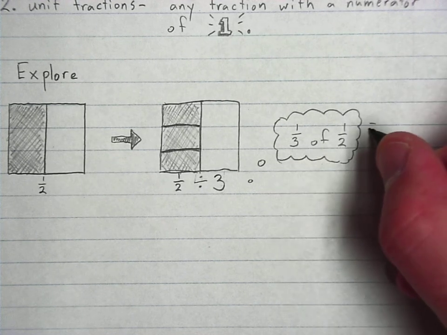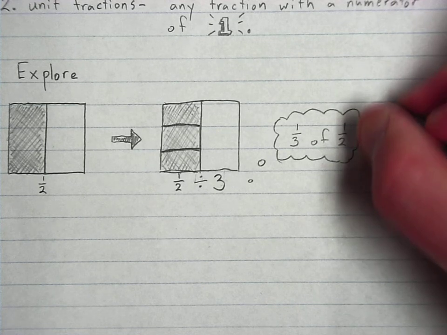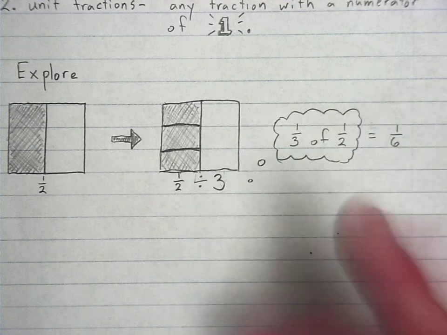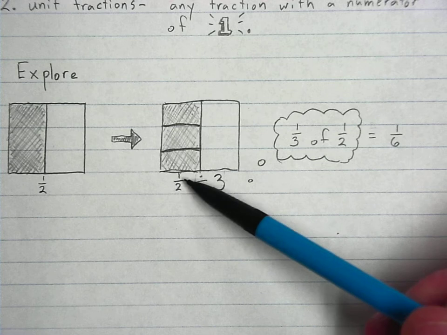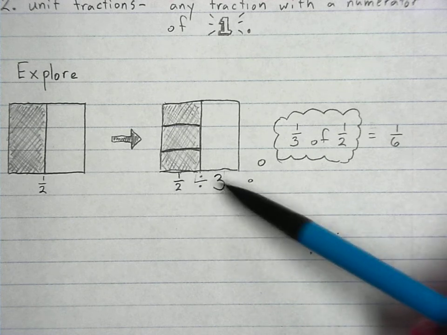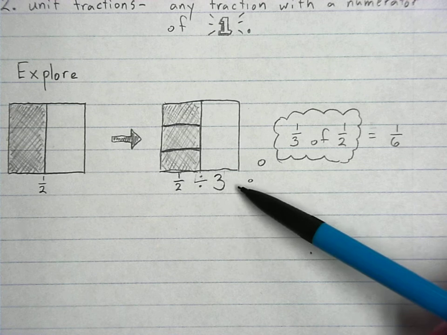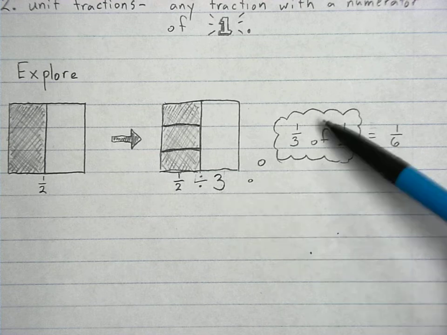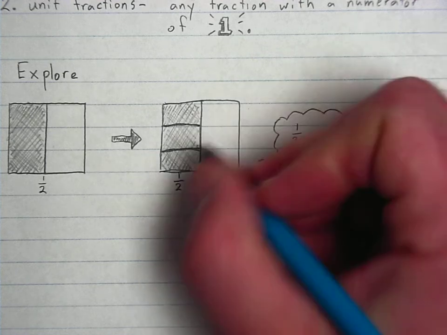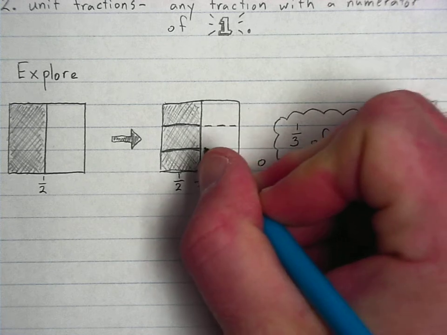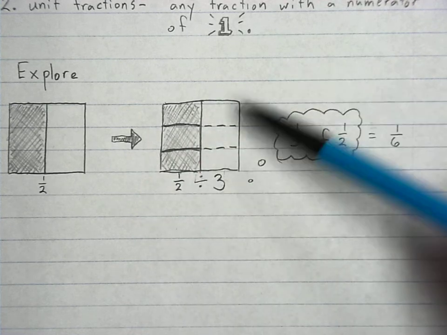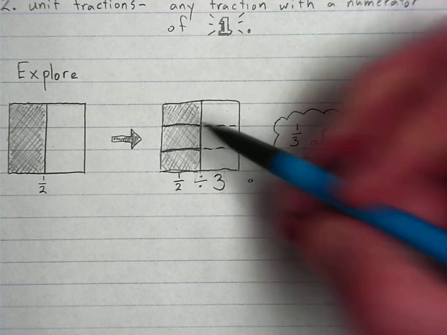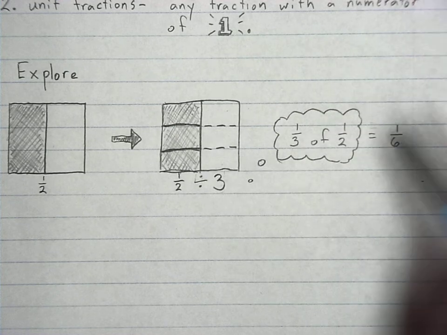1/3 times 1/2 is going to equal, let's keep it on the right line, 1/6. So what's happening here, I am taking my fraction, I am dividing it by a whole number, I'm dividing it into 3 pieces. But I can think of that as being the same as multiplying by 1/3. And take a look, if I extend these lines, 1, 2, 3, 4, 5, 6, there are 6 pieces now. One of the pieces would be 1/6.